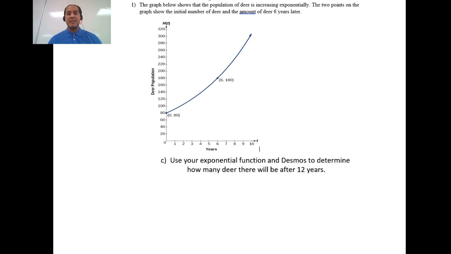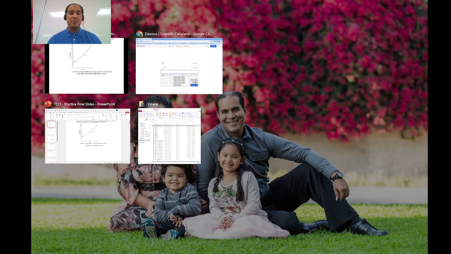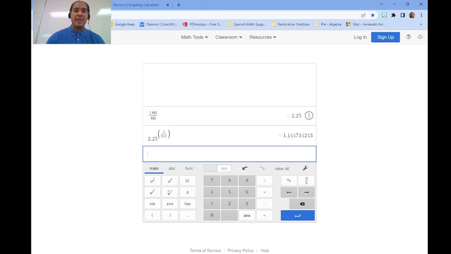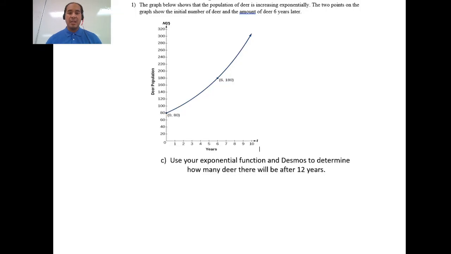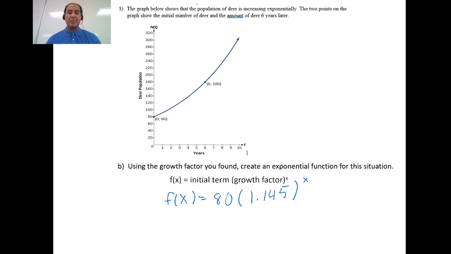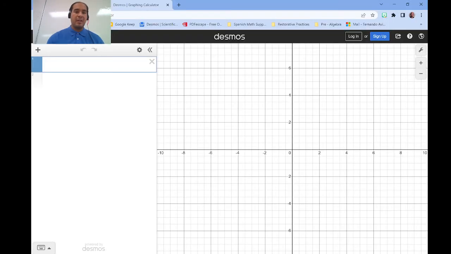Part C is asking us, use your exponential function and Desmos to determine how many deer there will be after 12 years. So we're going to go to our Desmos graphing calculator here, and we're going to type in our exponential function that we just found. Let's see, what was it again? Let's go back here. 80 times 1.145 to the power of x.